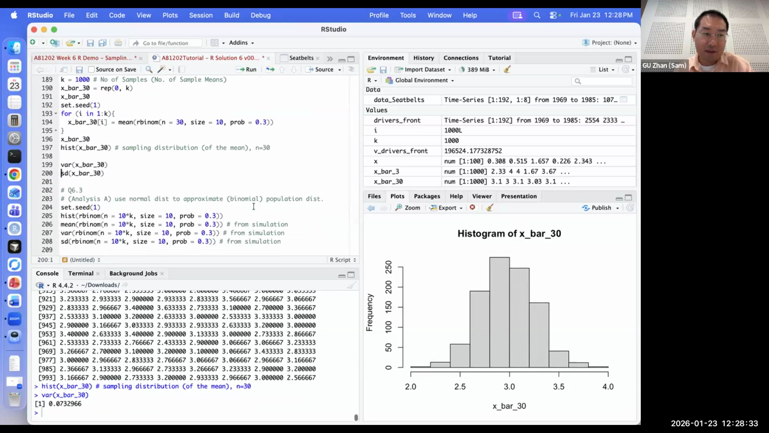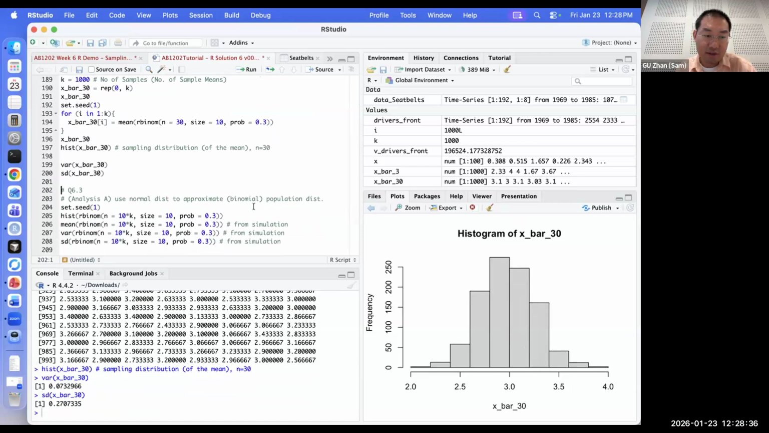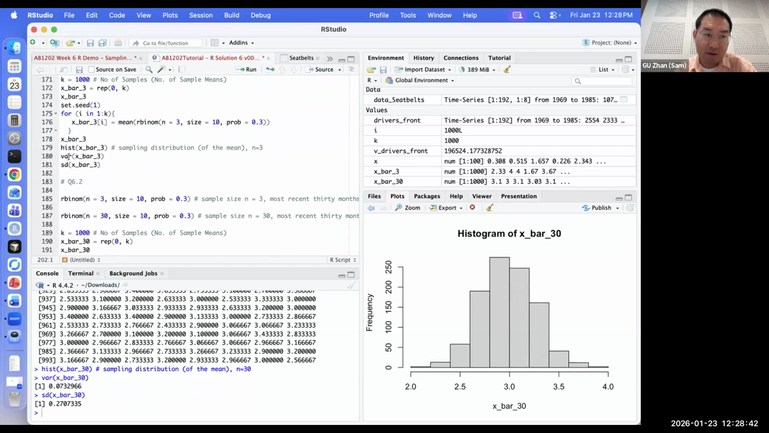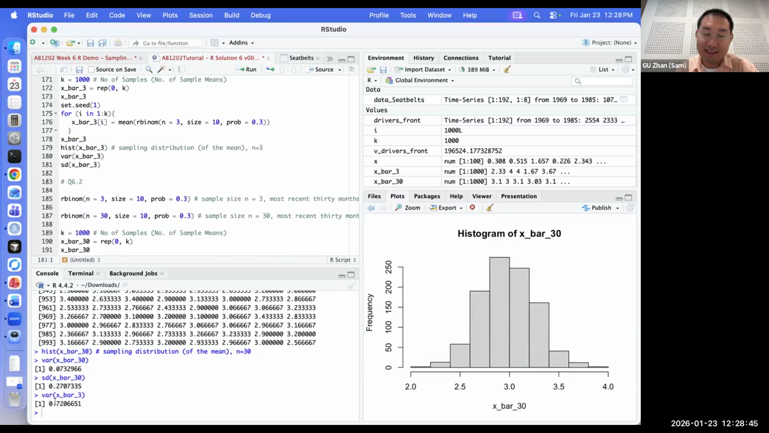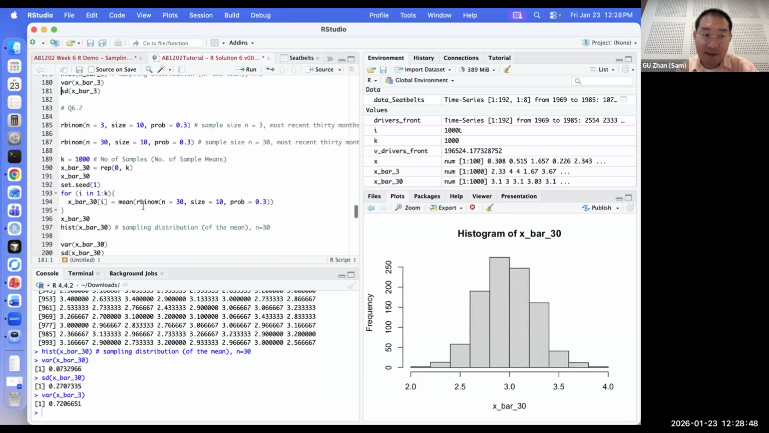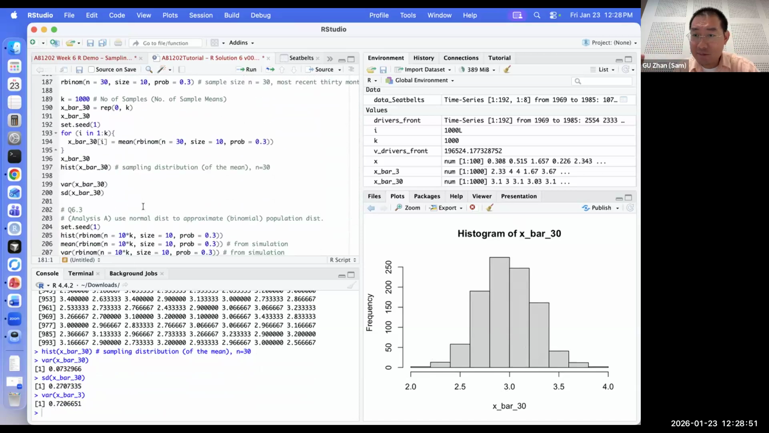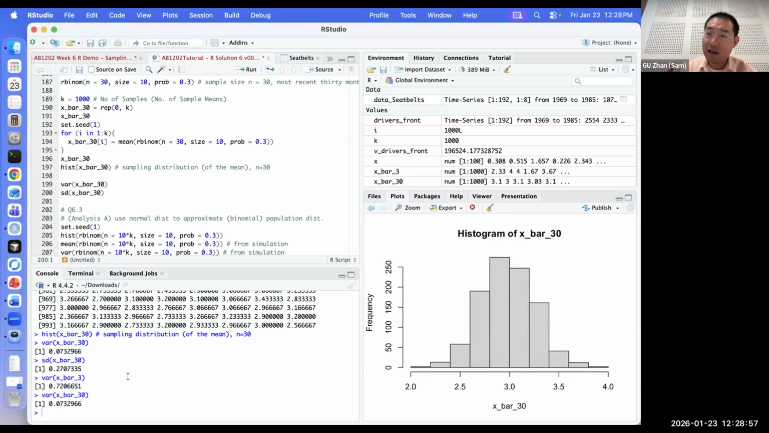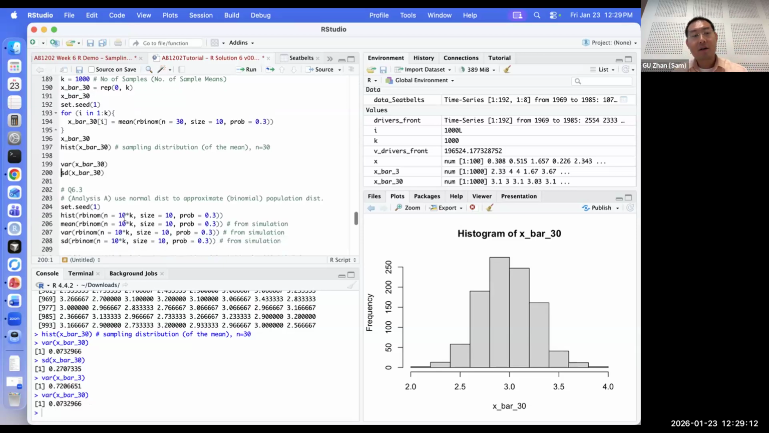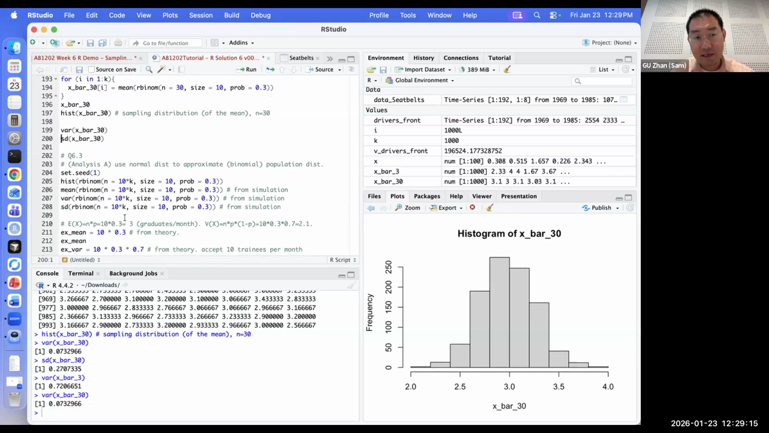Then the variance and the standard deviation also change. The variance gets smaller. Earlier the variance of x bar 3 is 0.7. Now you increase the n 10 times higher from 3 to 30. You expect the variance of x bar 30 to be 10 times smaller than x bar 3. So you are seeing it go from 0.72 to around 0.07. This is the effect of the central limit theorem at play.